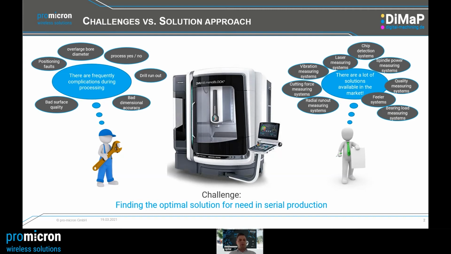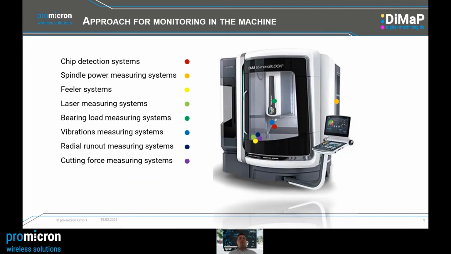I would like to discuss in a little more detail which systems are available on the market. I have pictured here a typical DMG Mori machine, and I have marked with some colors the different systems: from chip detection systems, to the spindle power measuring system, which is marked here at the back, or bearing load measuring systems, laser measuring systems, vibration measuring systems. All are placed somewhere in the machine. All want to be as close as possible to the process.